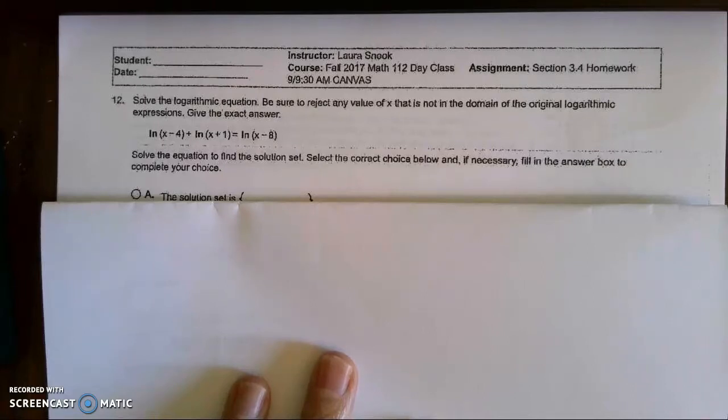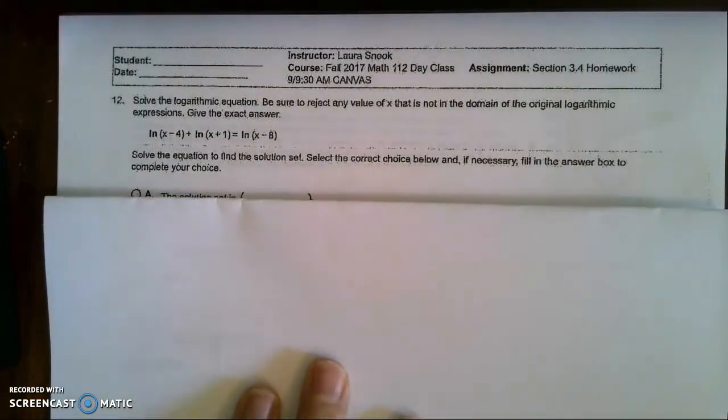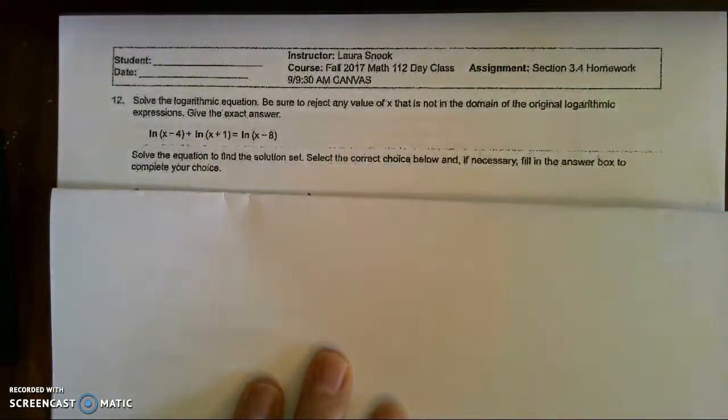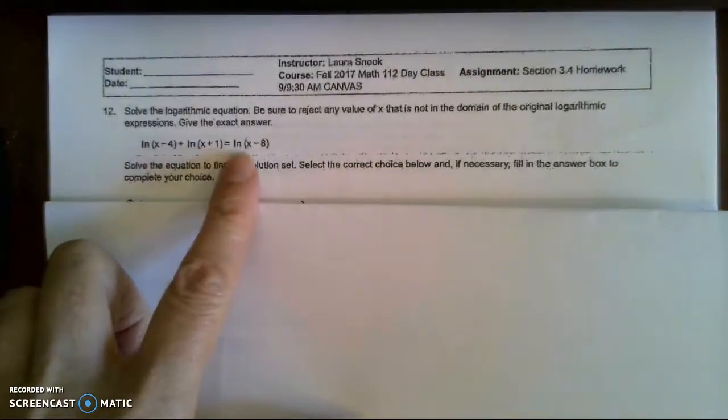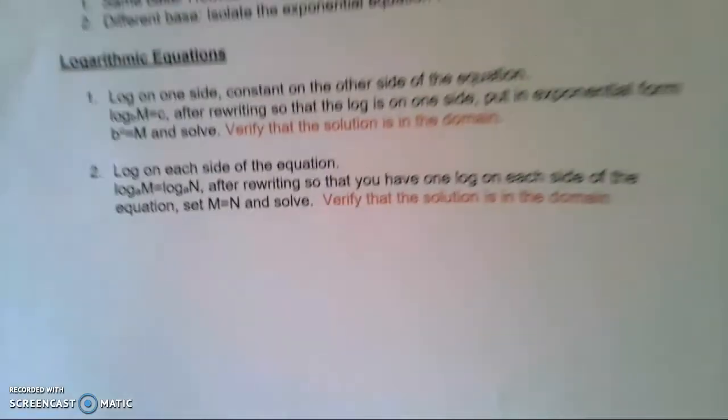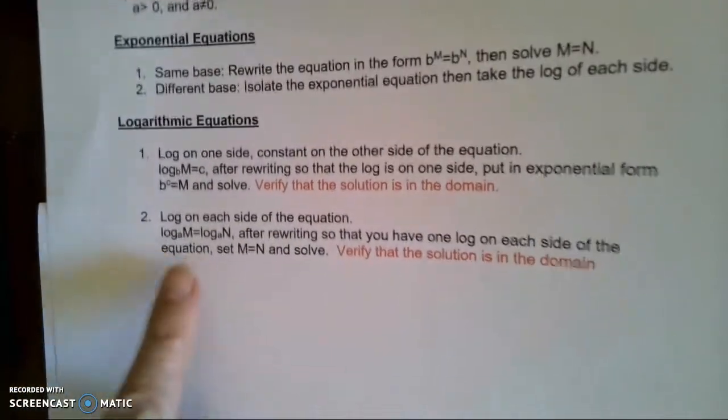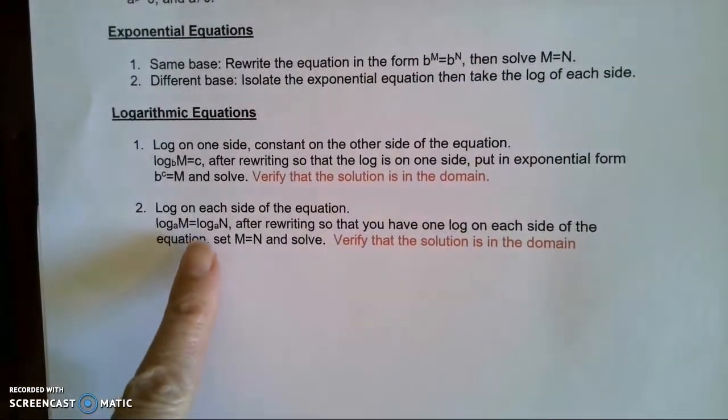Hi, this is number 12 from the homework from section 3.4. Before I go over this, I just want to go over what type of equation we have here. I have a copy of this in Canvas. So we take a look at this one. We have a log on each side. So under the logarithmic equations, it would be this one right here, a log on each side.